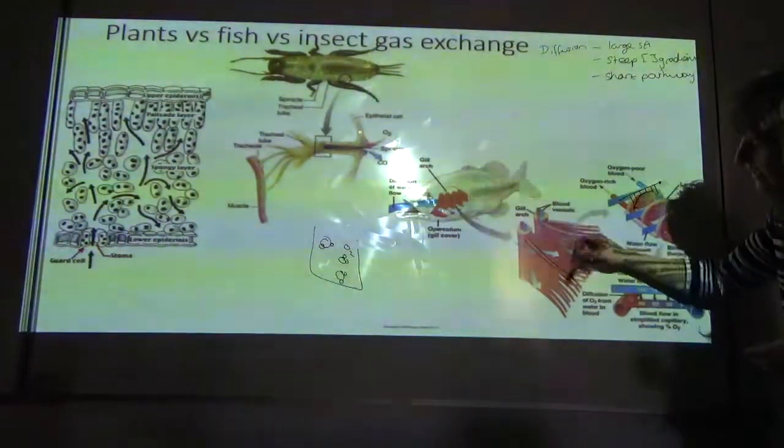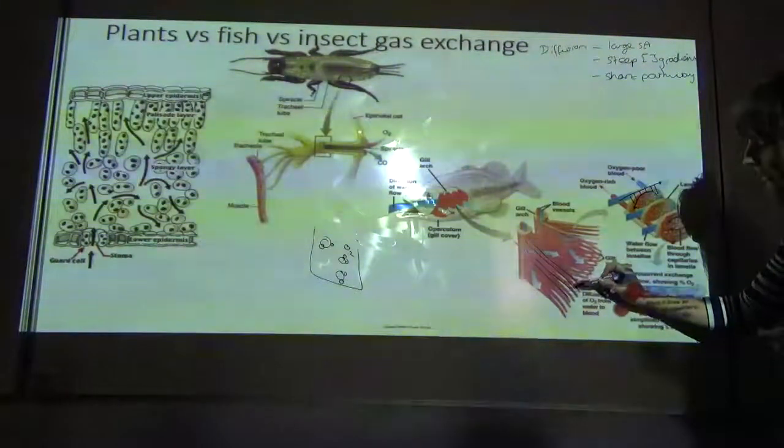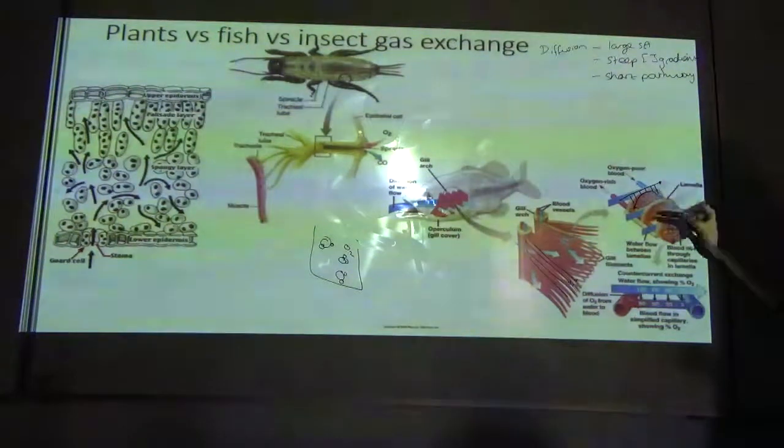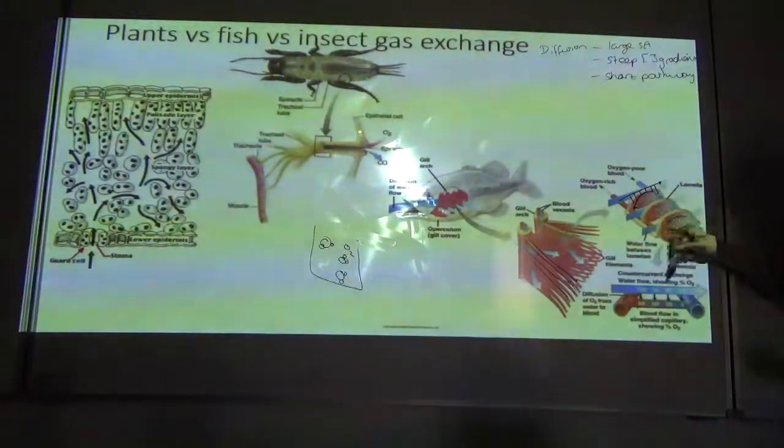So to increase the surface area in fish, we have lots and lots of filaments. So each one of these is a separate filament. You have lots and lots of lamellae on each of those filaments, which are these tiny things. Each of those filaments holds a separate capillary bed. That means that the water comes very, very close to the blood, so that's a really short diffusion pathway, and the concentration gradient is kept steep because of the countercurrent flow.